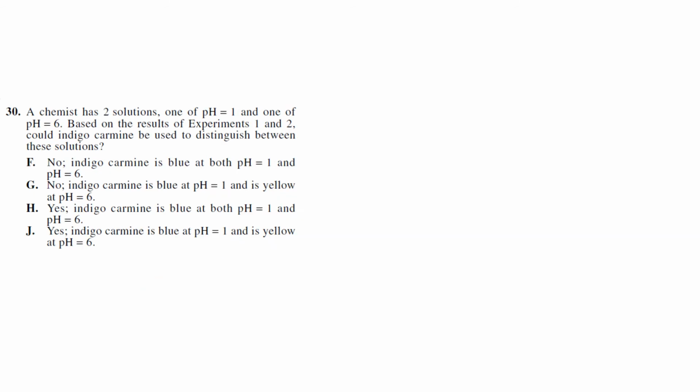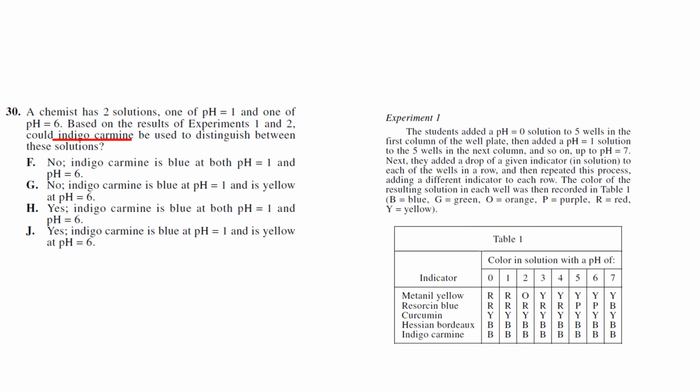A chemist has two solutions, one of a pH 1 and one of a pH 6. Based on the results of experiments 1 and 2, could indigo carmine be used to distinguish between these two solutions? Well, we really only need experiment 1 because it has pH 1 and 6 on it. Experiment 2 has 8 and above.